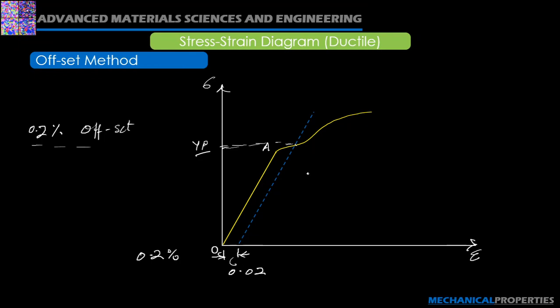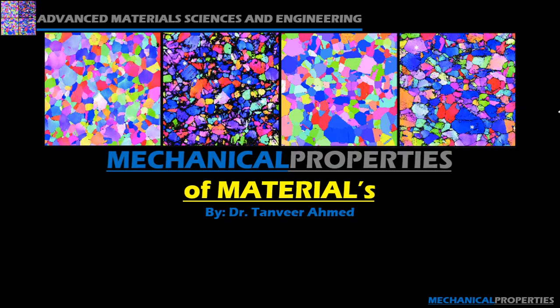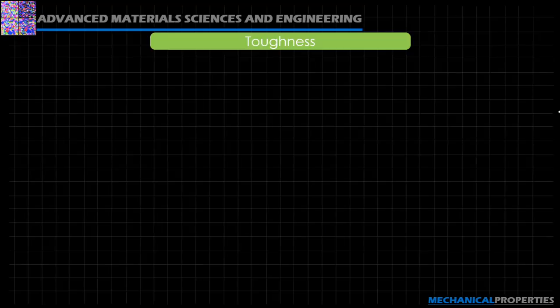Now with this we end our discussion here. Allah Hafiz. We will discuss toughness, resilience and stiffness. Now toughness, it is the property of material.